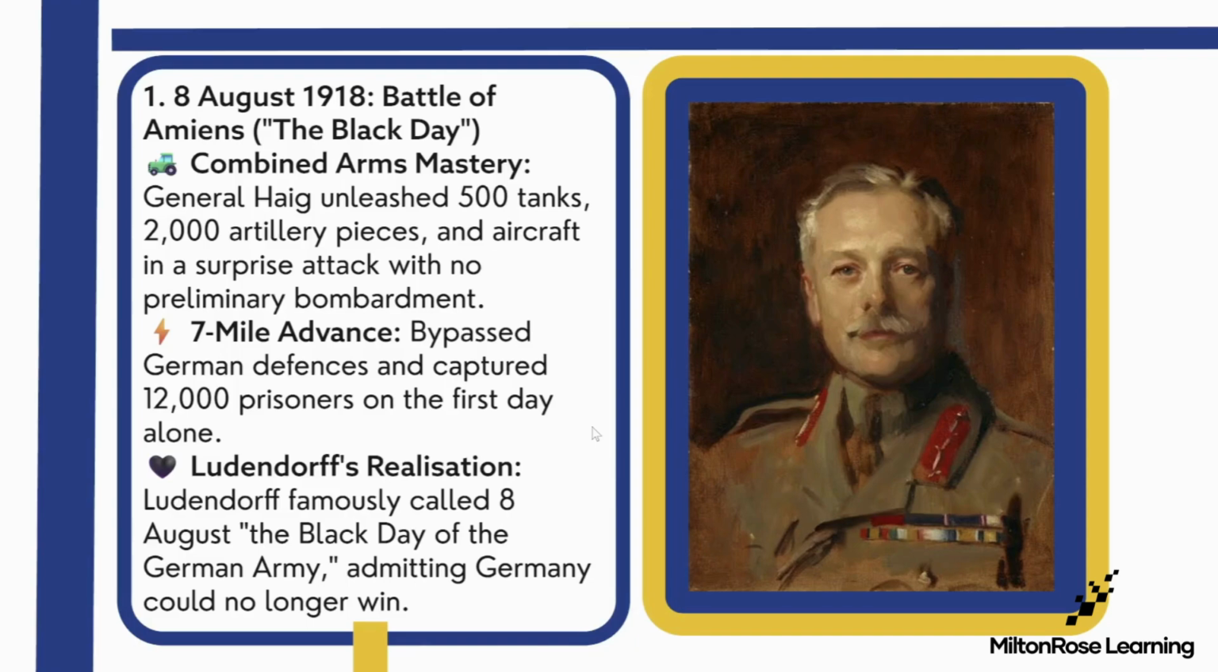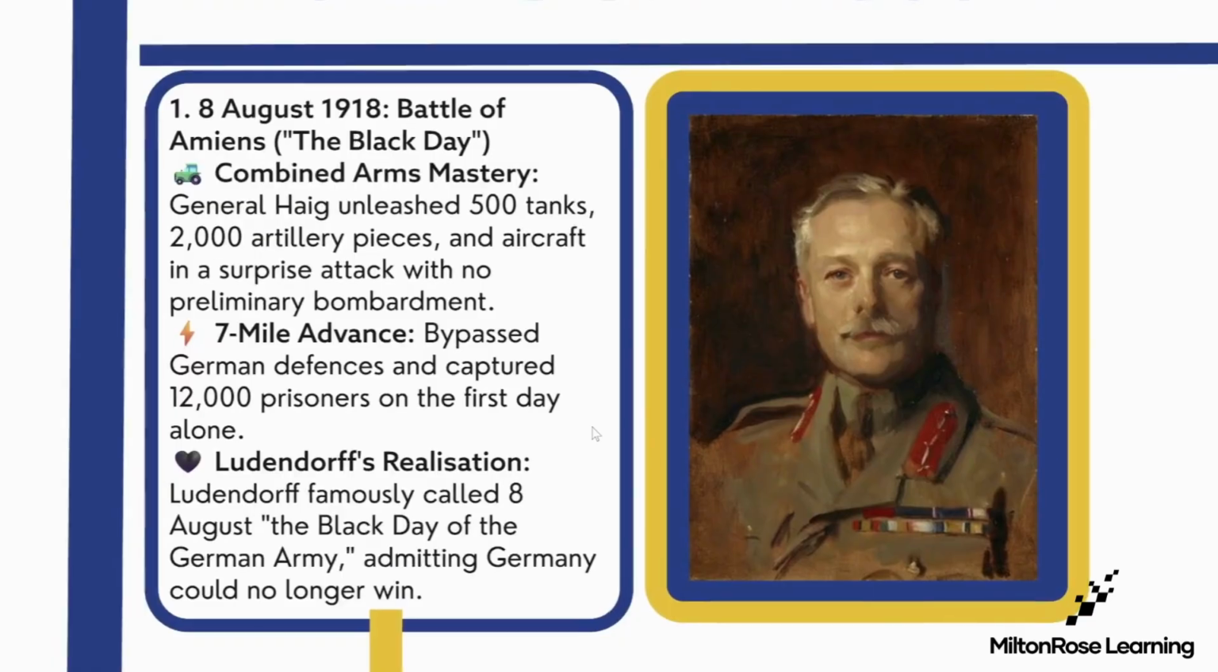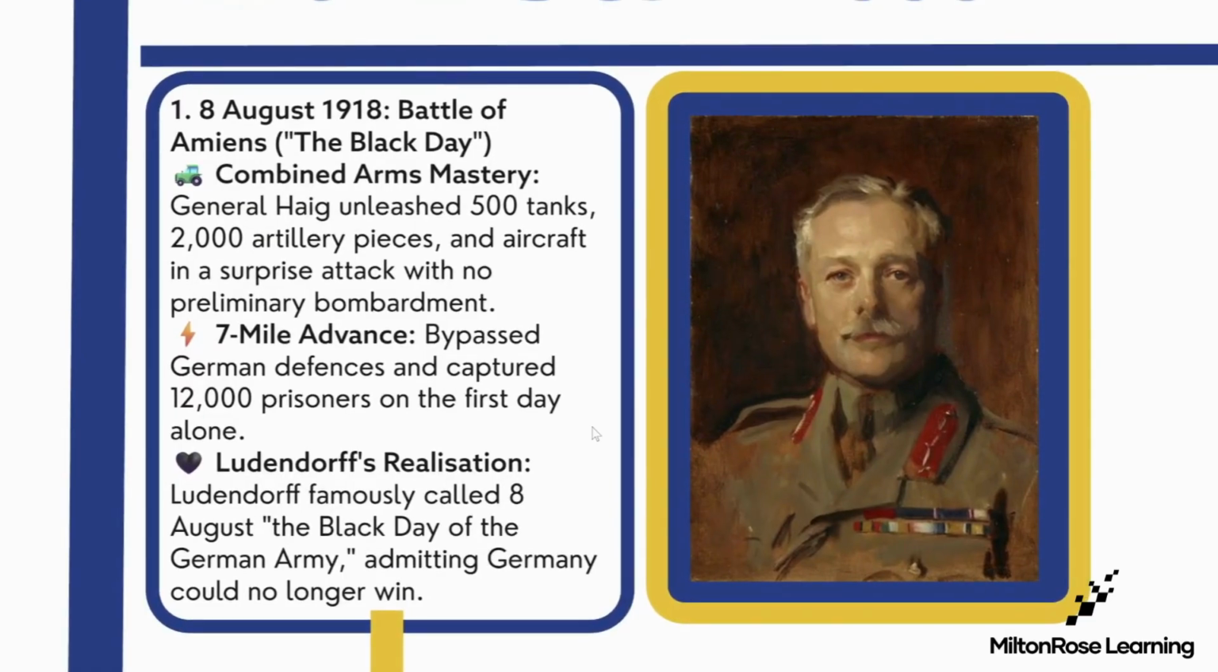So General Haig unleashes 500 tanks, that's a lot in this period, 2,000 artillery pieces and aircraft in a surprise attack with no preliminary bombardment, which was again revolutionary. No artillery telling you where the attack's going to come, we're just going to go straight in. It led to a 7-mile advance, it bypassed German defences and captured 12,000 prisoners on the first day alone. So this was a very good piece of combined arms manoeuvre.